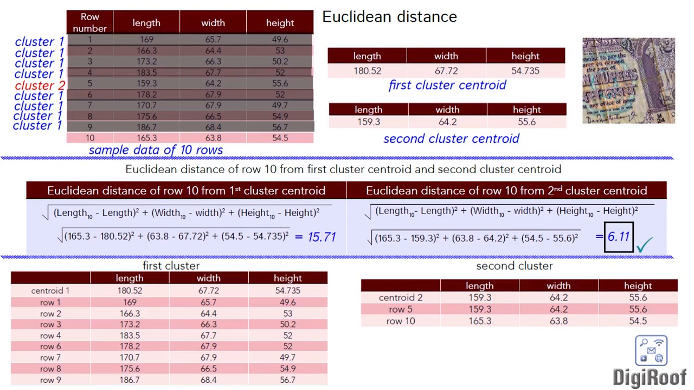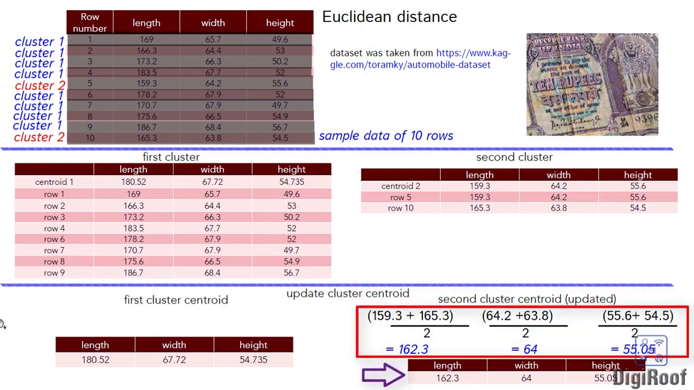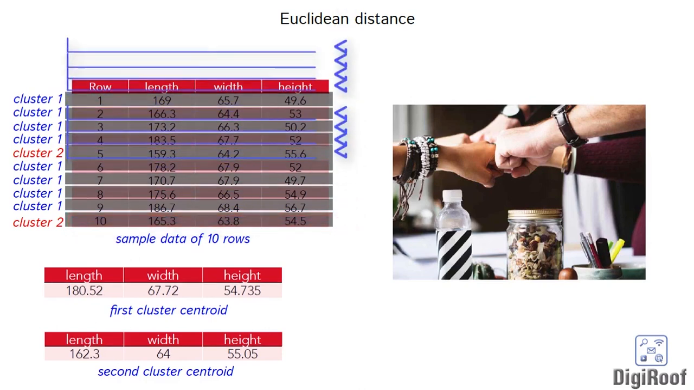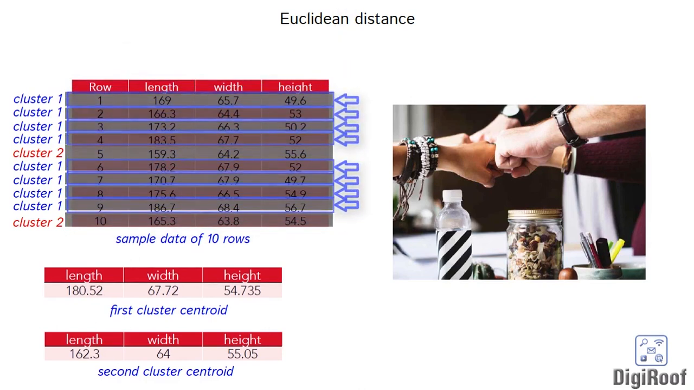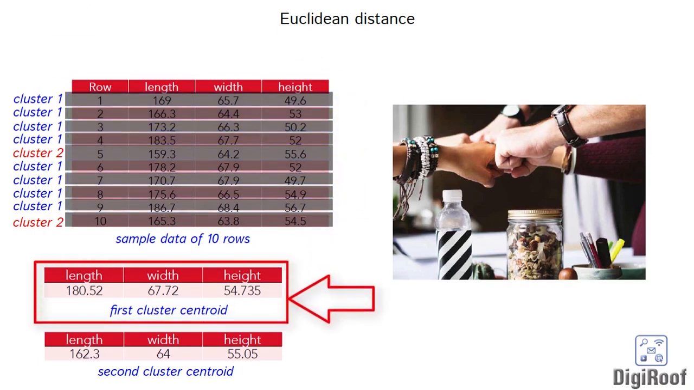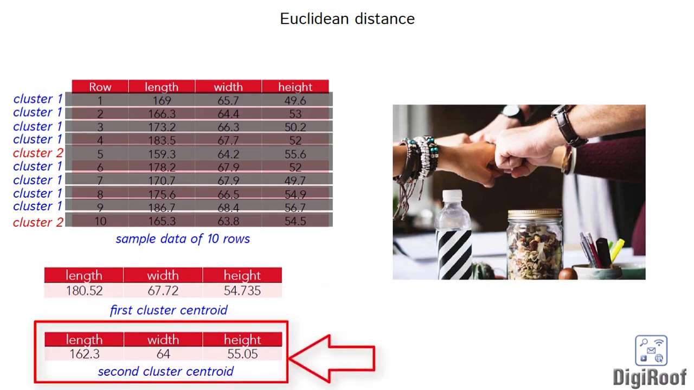Based on the calculated Euclidean distance, we finally have a row that is closer to the second cluster. Now, we will update the second cluster centroid for the first time to get this value. Let's look at the outcome of the clustering process. We have 2 rows that are part of the second cluster and 8 rows that are part of the first cluster. After the completion of the clustering process, the first cluster centroid is represented by the following values of length, width and height. In the same manner, the second cluster centroid has the following values for these 3 elements.